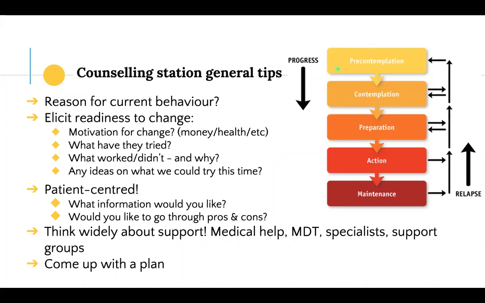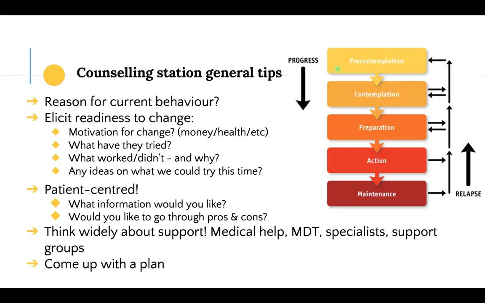Next, you need to look at the patient's readiness to change. So what are possible motivating factors for change? So could it reduce the amount of money they spend if they stop buying cigarettes? Or is it going to improve their health? So improve their COPD, for example, with reference to the smoking scenario. And then also look at what they've tried before, what worked, what didn't work, and also why. Because you don't want to be trying to suggest things that didn't work well for them in the past.